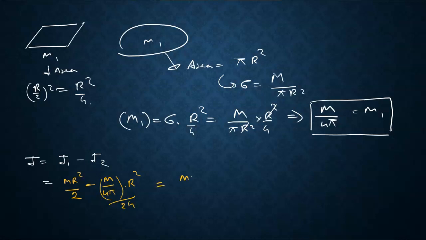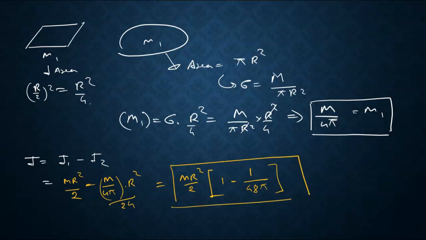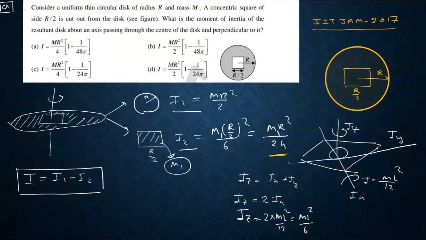So let's take mr square by 2 as common. That gives 1 minus 1 by 48 pi. So that is our final answer, and option B is correct.